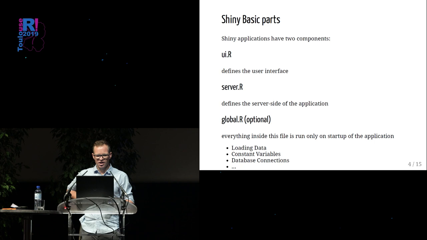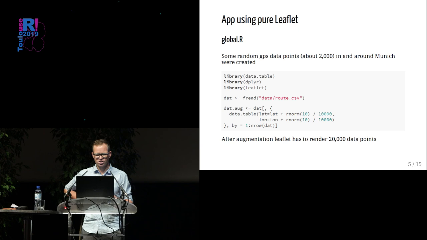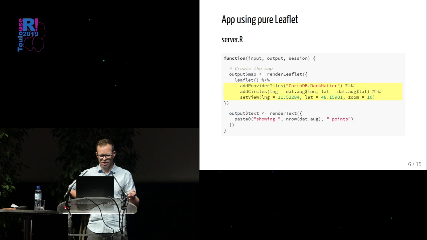If you now use a plain Leaflet approach, you normally use the global.R file where you can load all the data at the startup of the Shiny application, and then you have it as a data table. You can use the server.R file to add provider tiles to add a map for Leaflet and to render all the data as circles there. And here I have one alternative approach.